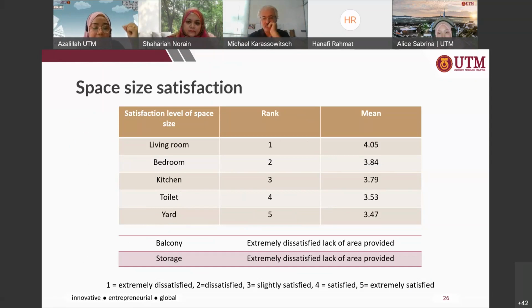So that means they need a balcony so they can look outside, and they need storage to keep their belongings rather than putting their belongings in the corridor.